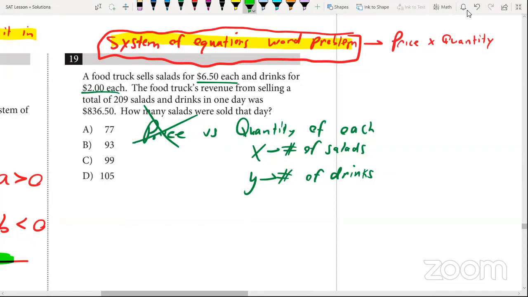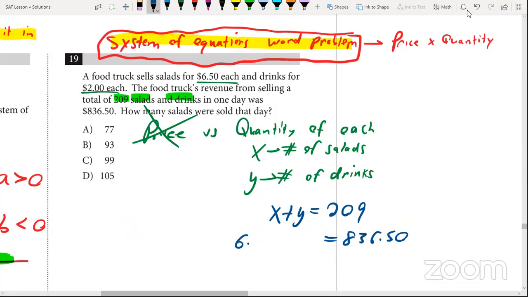So there's a total of 209 salads and drinks. And if X is the number of salads and Y is the number of drinks, then 209 is the total number of salads and drinks. It's X plus Y. And then we'll have our usual price times quantity statement, which is something equals 836.50 here. And that's going to be the price of a salad, 6.50, times the number of salads, and the price of a drink times the number of drinks. So 6.5x plus 2y equals that.